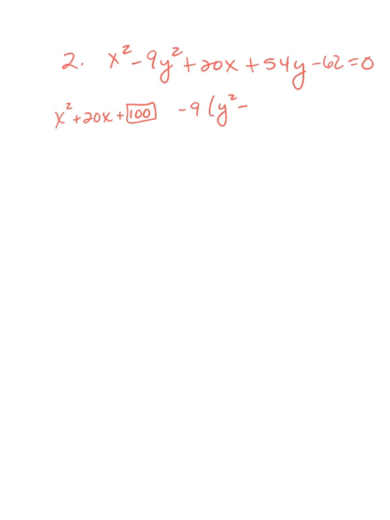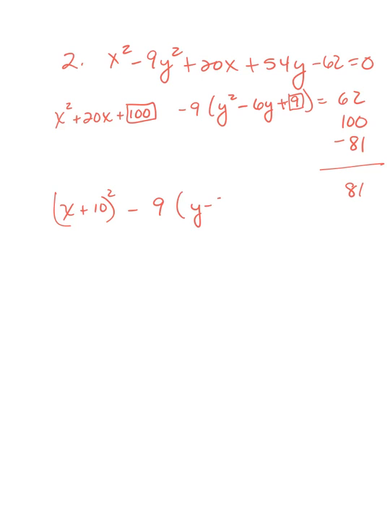So that ends up being a -6y. And that's going to be a plus 9. And then that's going to equal 62. But we have to add 100 over here and then subtract 81. So that equals 81. So now we factor this left side, and we get (x plus 10) squared minus 9 (y minus 3) squared equals 81.